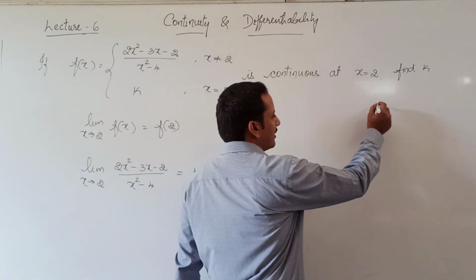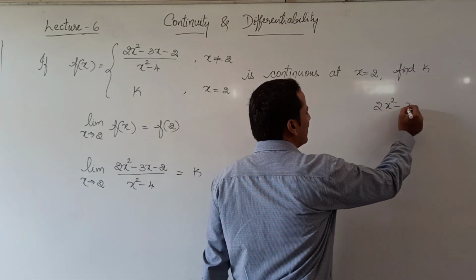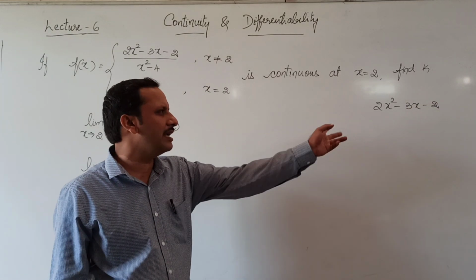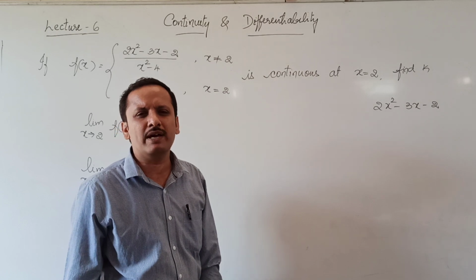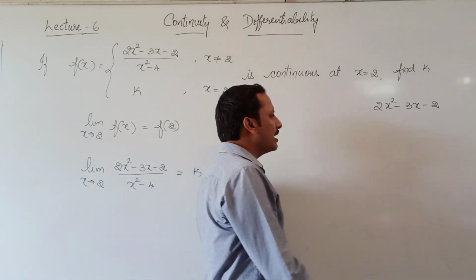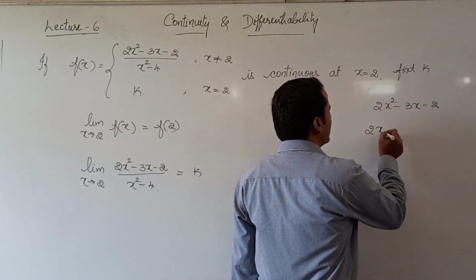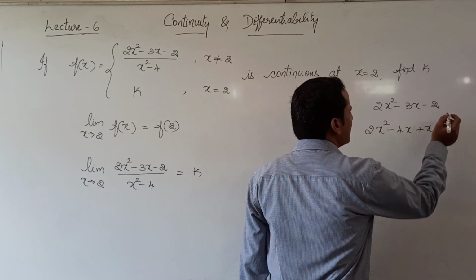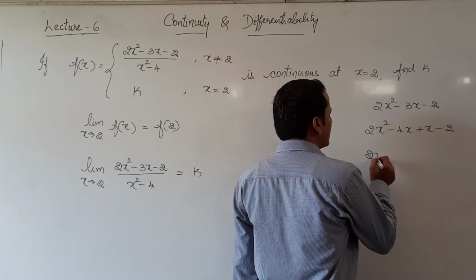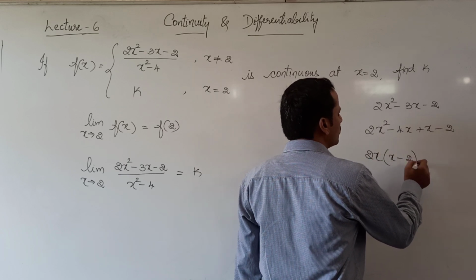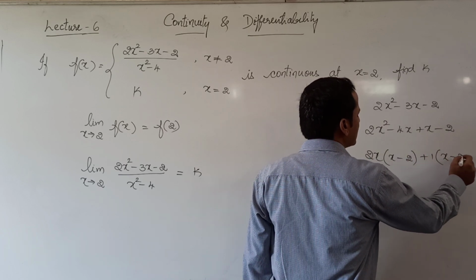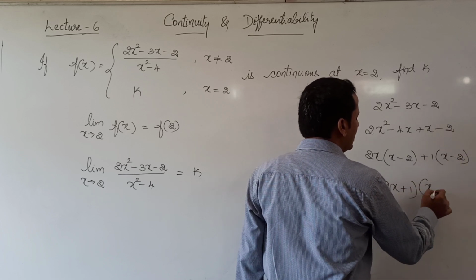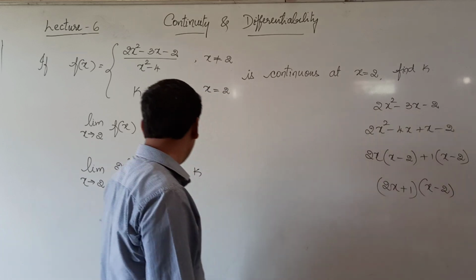2x square minus 3x minus 2. When we multiply, we should get minus 4x square, and when we add, we should get minus 3x. So we get 2x square minus 4x plus x minus 2. So 2x into x minus 2 plus 1 into x minus 2. We can write this as 2x plus 1 into x minus 2.